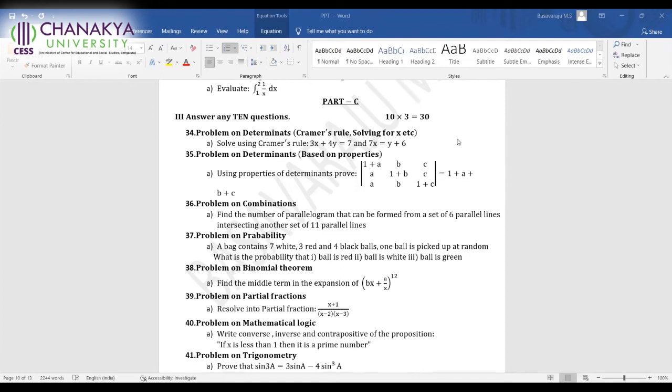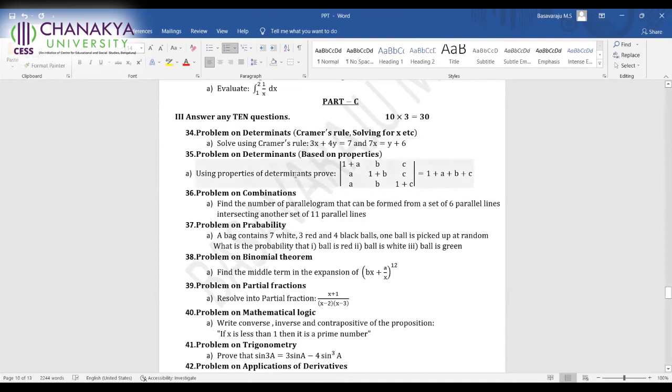Since anybody needs to solve the problems, if there is any concept you are not able to understand, you can ask. I'm just giving an idea about the question paper and the positions from which you can expect questions from each chapter.